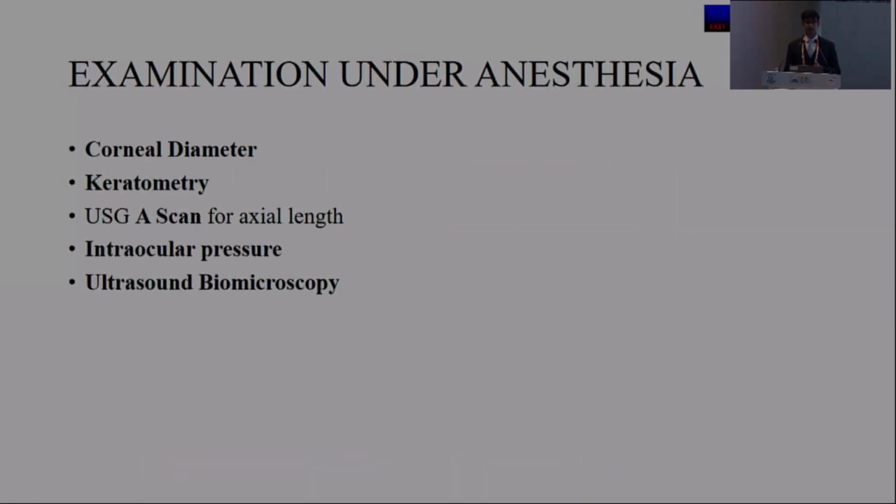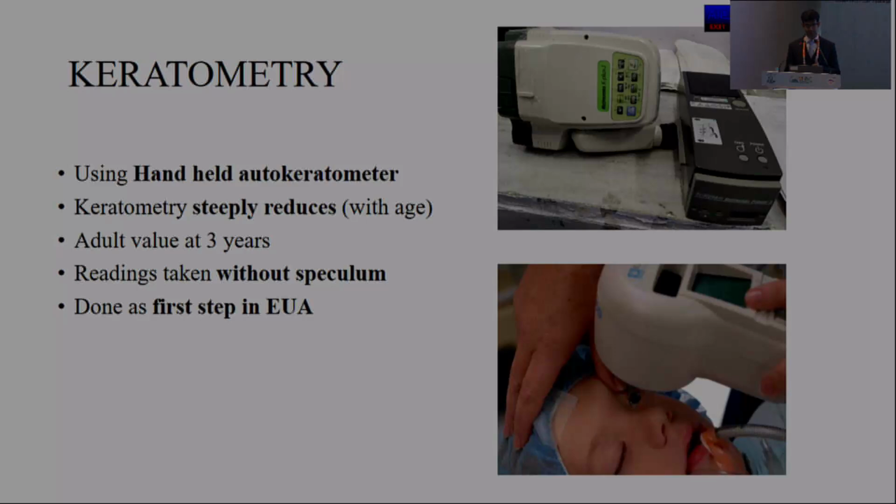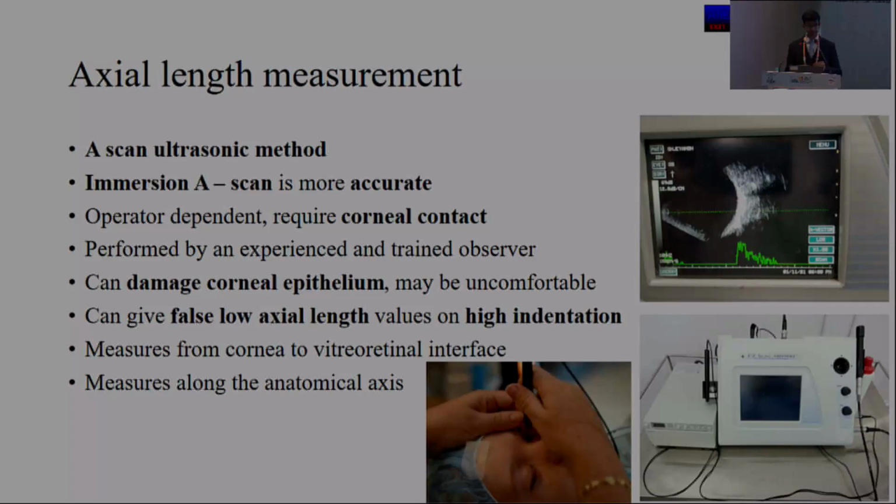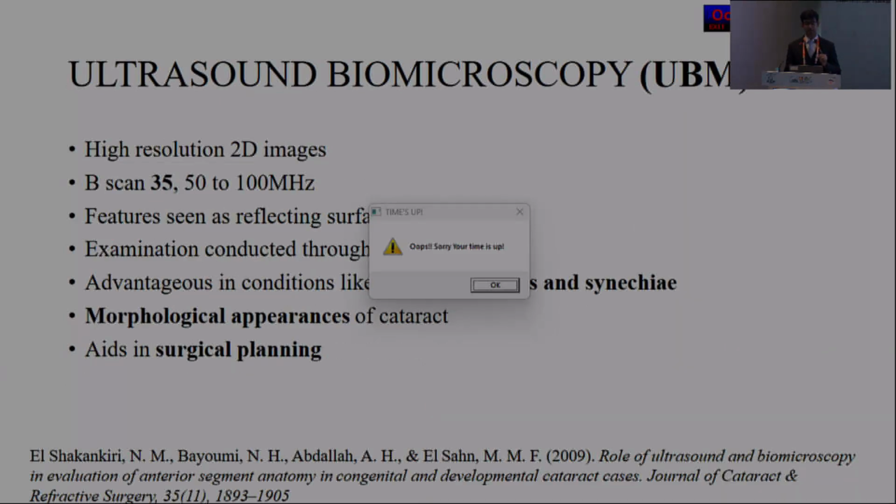So, examination under anesthesia. In smaller eyes, we should not put IOLs. We have our own cutoffs, I will tell you about the same. Keratometry is very important, which should be the first step in the EUA before we put anything over the cornea. Do not use a speculum, use a handheld keratometer. For axial length measurement, immersion A scan is the best. If not possible, you can use a contact A scan, but don't indent too much, otherwise you will get an axial length which is too short.